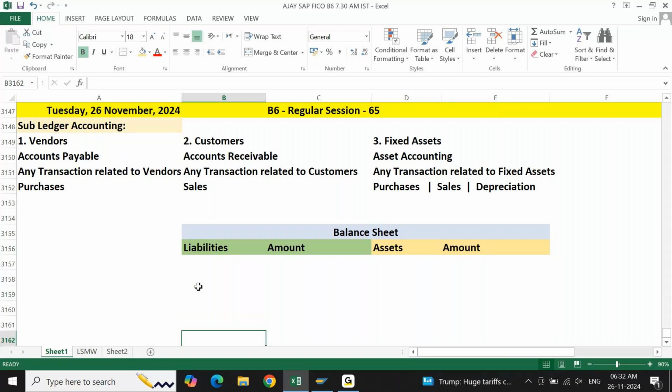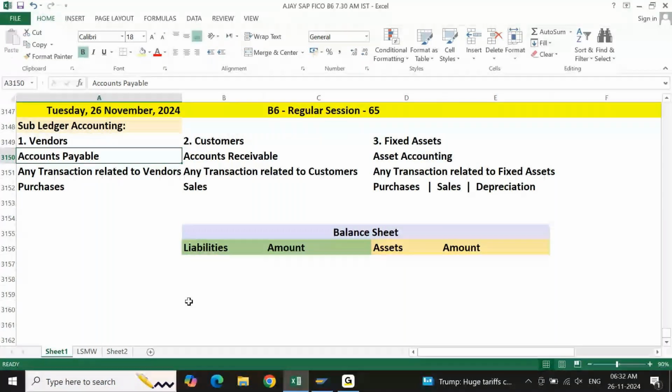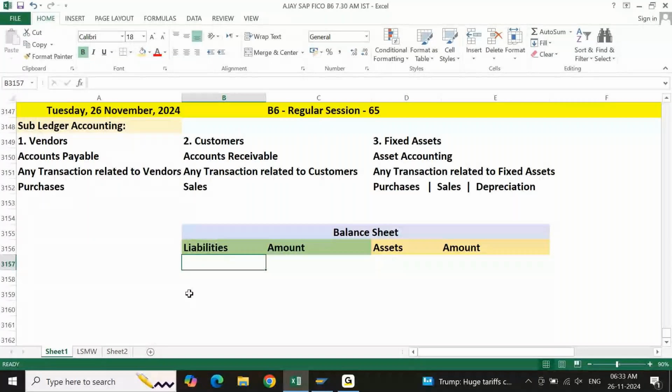Now, looking at this balance sheet, if I talk about vendor or accounts payable, is it part of asset or liability? Liability. This is part of liability. Under liability inside the balance sheet, do we write vendor name or do we write accounts payable? Accounts payable, sir. We will write accounts payable here. I'll put some value here.